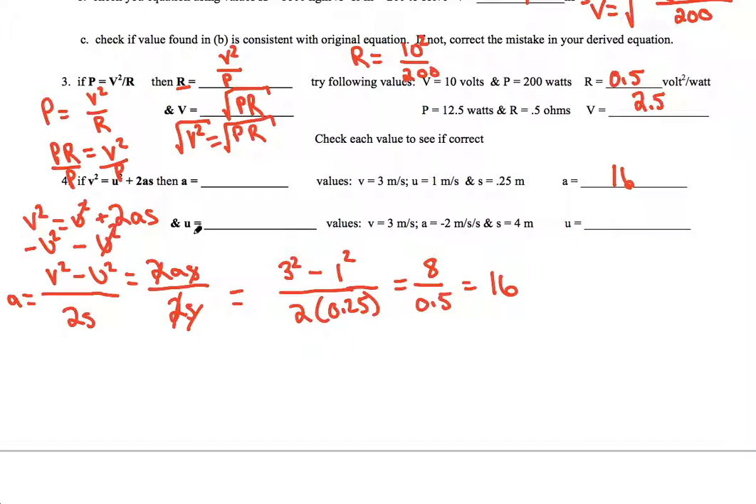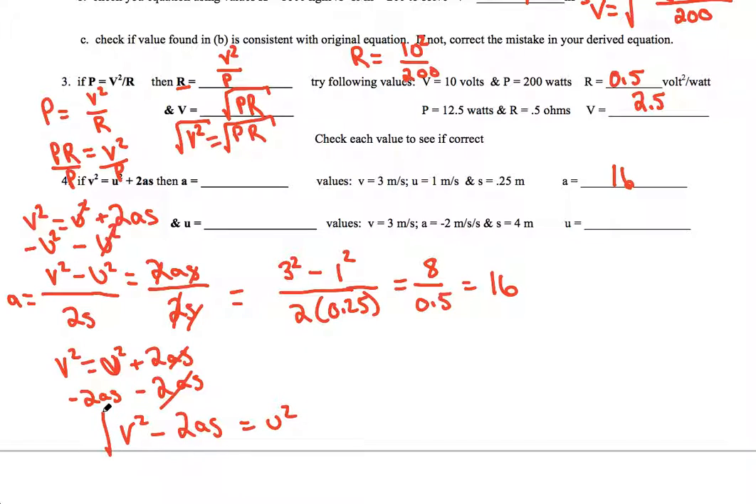If I wanted to solve for u, okay, I'm going to rewrite the original equation, v squared equals u squared plus 2as. Well, what I have to first do is subtract the 2as, and I get v squared minus 2as equals u squared. And then what people forgot to do is I have to square root both sides in order to get u by itself. So u equals the square root of v squared minus 2as.